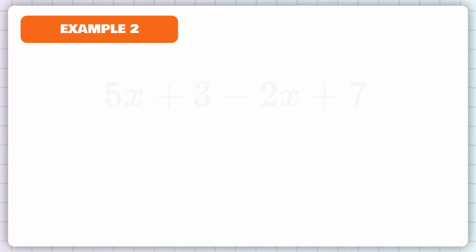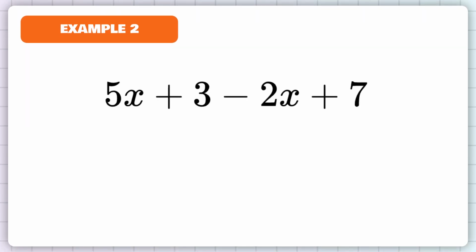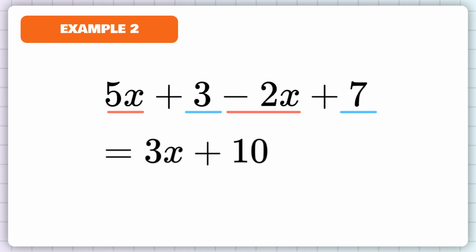Consider the expression 5x plus 3 minus 2x plus 7. To simplify this expression, we first need to combine like terms. Remember, these are terms with the same variable raised to the same power. So 5x and minus 2x are like terms. We can combine them to get 3x. We can then combine the constant terms 3 and 7 to get 10. Therefore, our final answer is 3x plus 10.